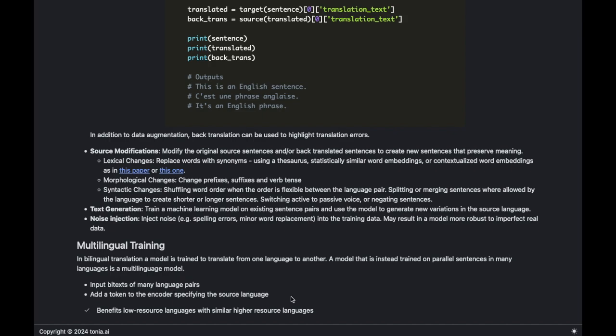And that gives you the benefit of applying to low resource languages, where if you have a model that is multilingual and has been trained with higher resource languages that are similar to the low resource language that you're trying to capture, then that model may be capable of translating in that low resource language as well.